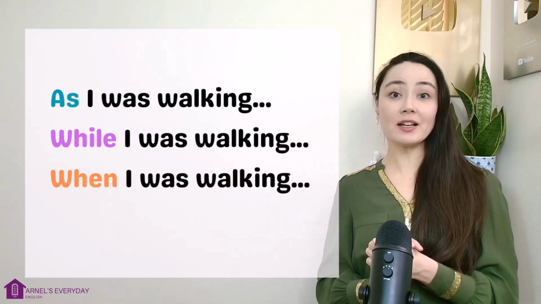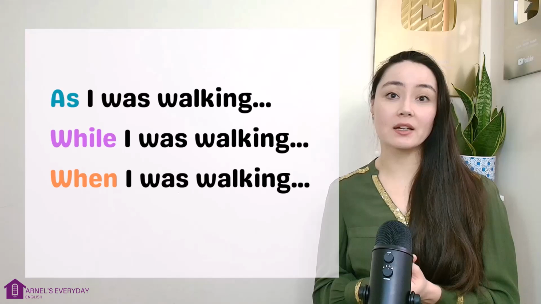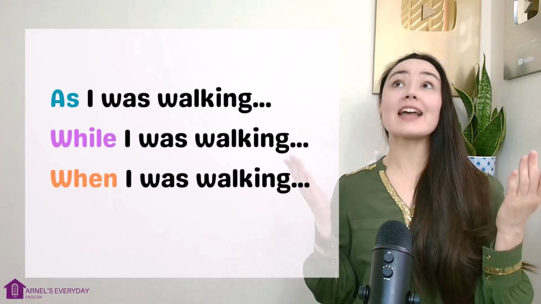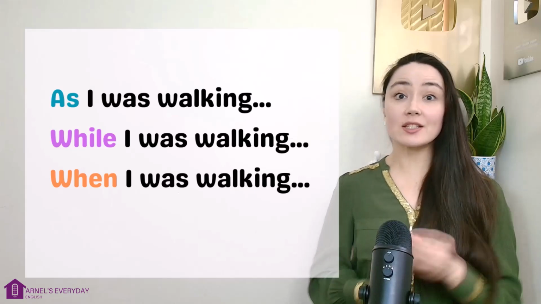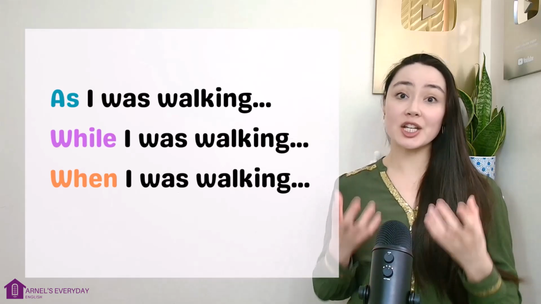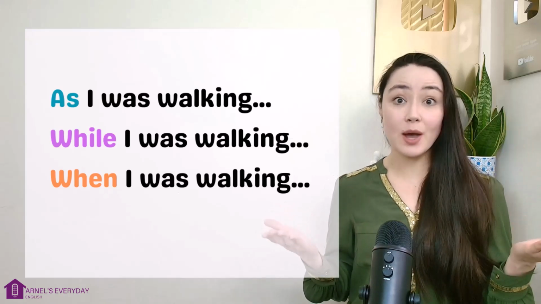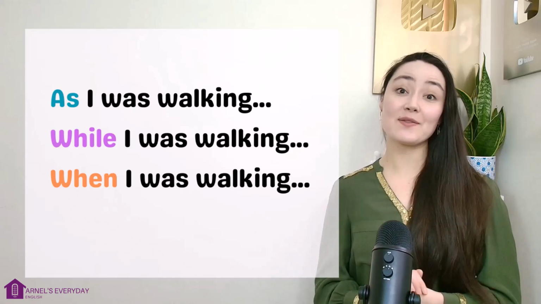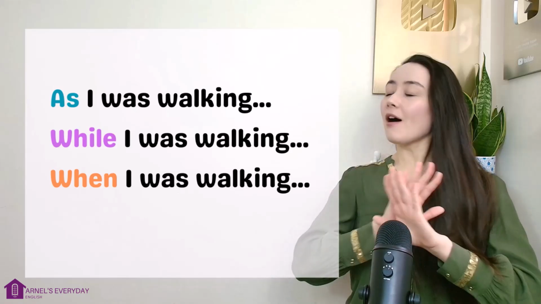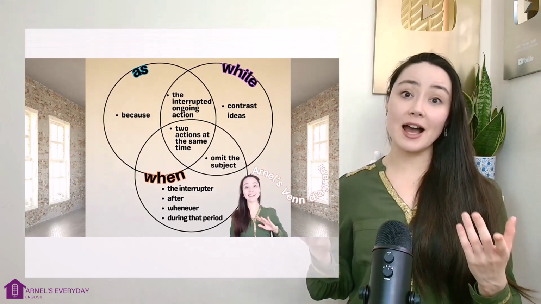As I was walking, while I was walking, when I was walking. What's the difference and how do I use these words in English? These 3 words are challenging in English because sometimes they can be used in the same way and sometimes they have completely different functions. I put all the information into a 3-circle Venn diagram for you.